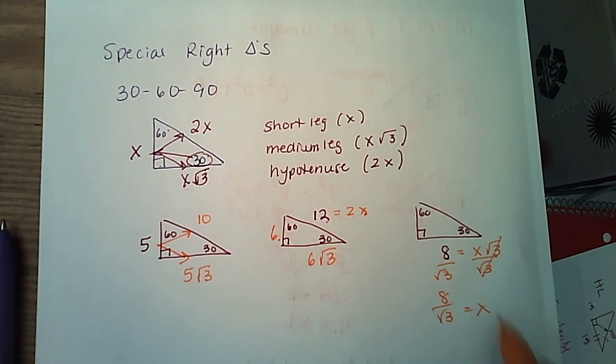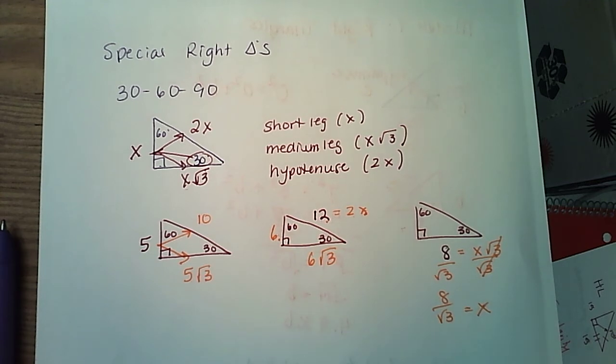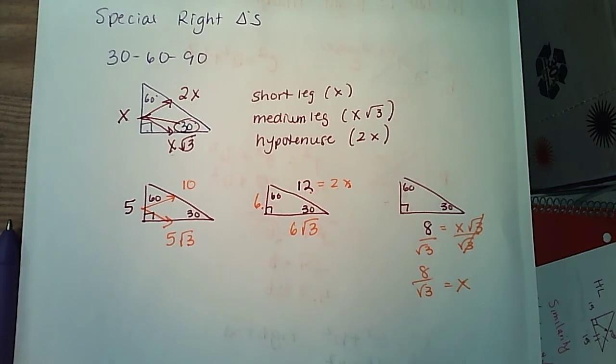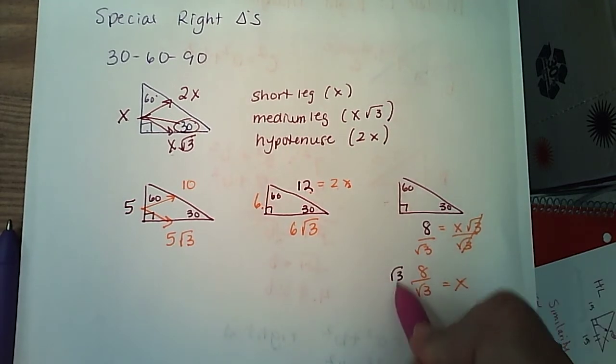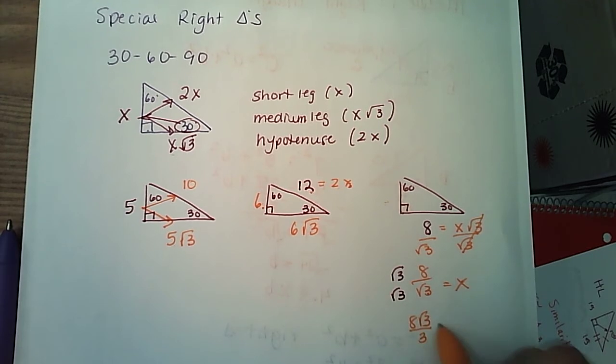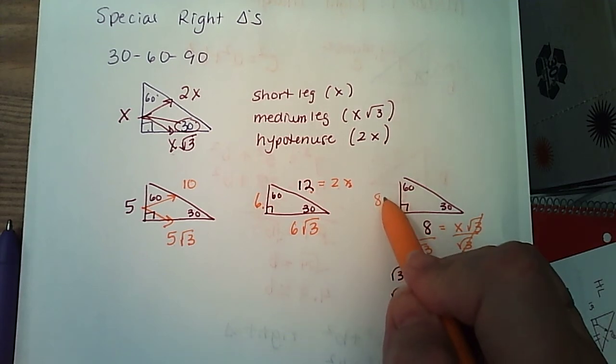So 8 over square root of 3 equals x, and x is what my short side is. But I can't leave the square root of 3 in my denominator. So then we call something called rationalizing the denominator. So I multiply both by the square root of 3. So here's 8 square roots of 3. Square root of 3 times square root of 3 is 3. Bam. Done. Here is what this side is over here.